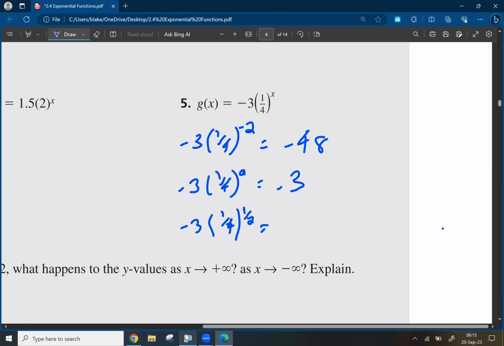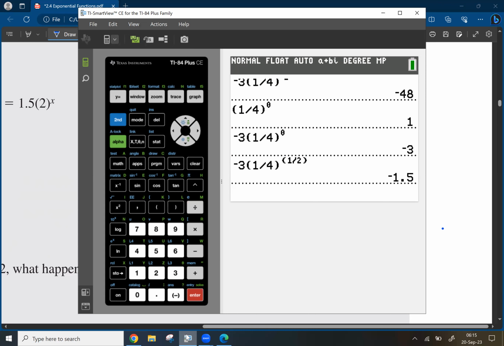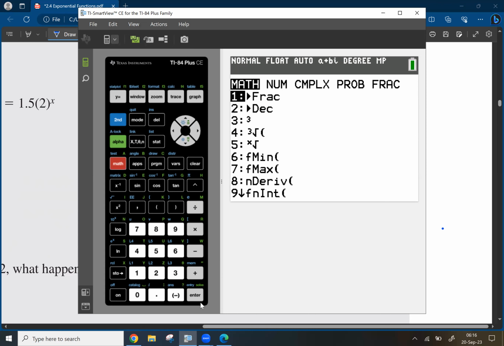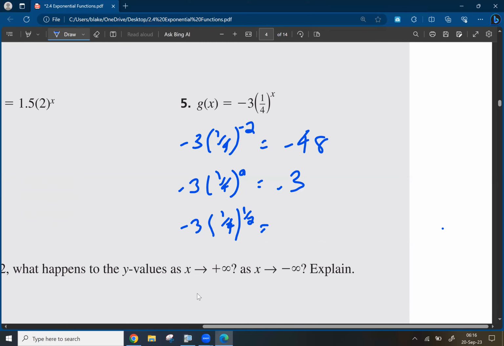I think this next one's going to be negative 3 over 16, but we'll see. So negative 3 times 1 fourth, and this is to the 1 half power. No, I'm bad at doing math sometimes. All right, so negative 1.5. This is better probably in fraction form, so how do I put this in fraction form? Math to fraction. There you go. Negative 3 halves. So this one's negative 3 over 2. Yes. Okay. I can see that now.